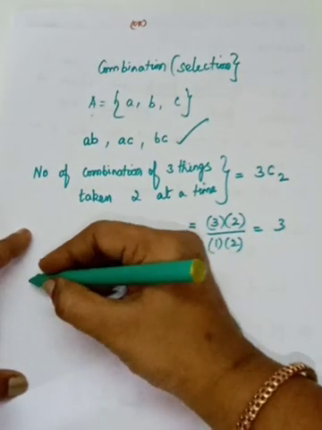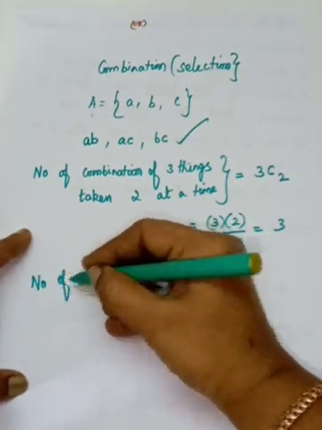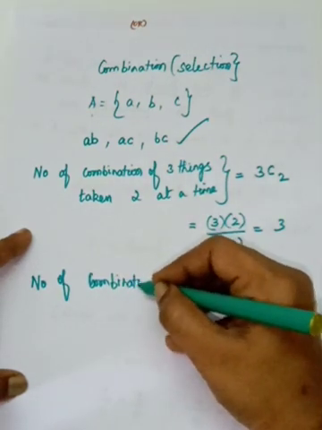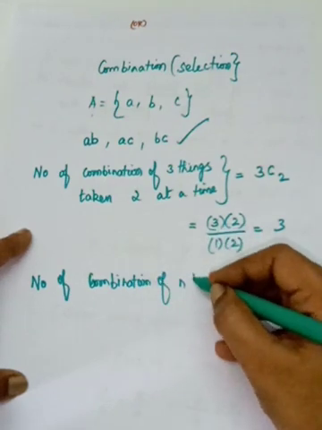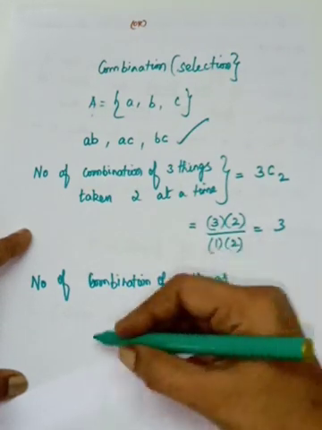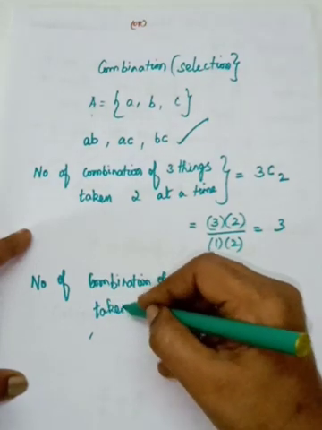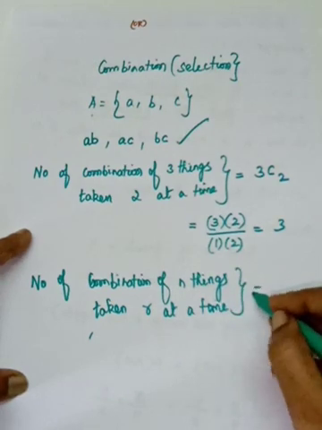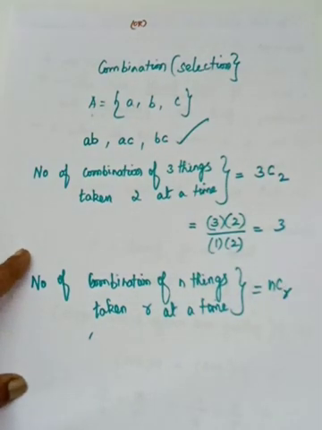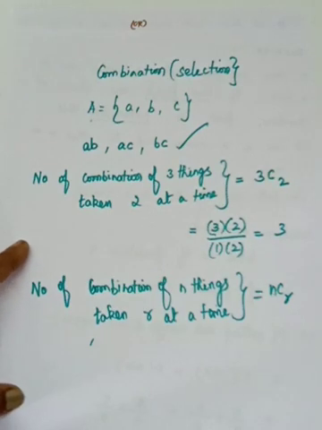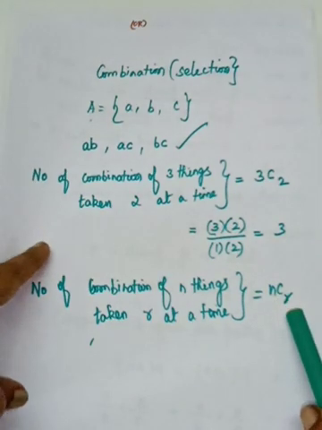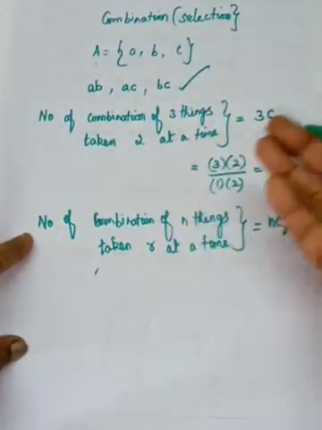Okay, if for example, the number of combinations of n things taken r at a time, how will it be denoted? It is nCr. Okay, so the total number of things is n, and out of n things you have to take r things at a time. So it can be done. It is nCr.